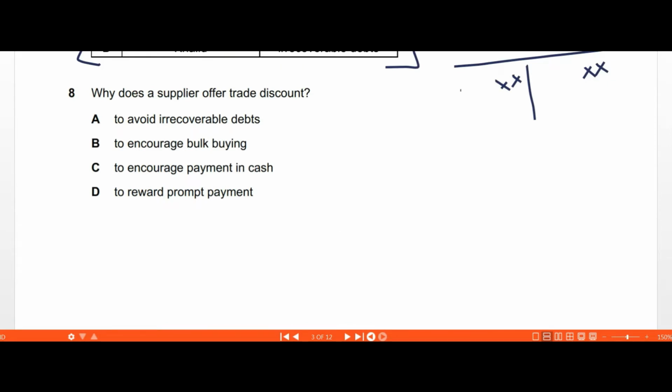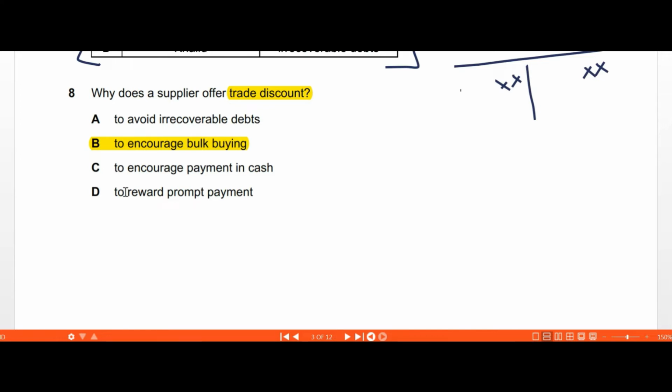Moving on to question number 8. Why does a supplier offer trade discounts? Well, I did mention this earlier that trade discounts are usually given at the time of making a deal. So part A, to avoid irrecoverable debts. B, to encourage bulk buying. Yes, this is one of the main reasons to give trade discounts.